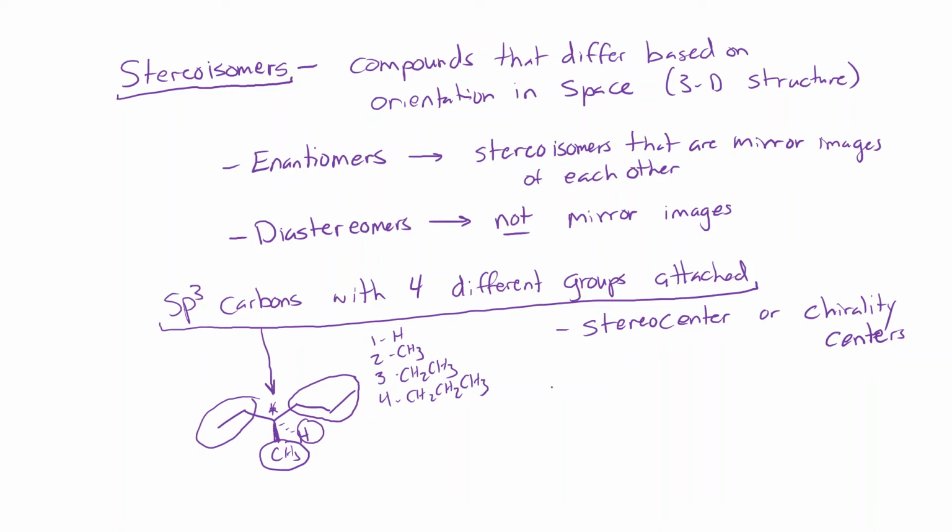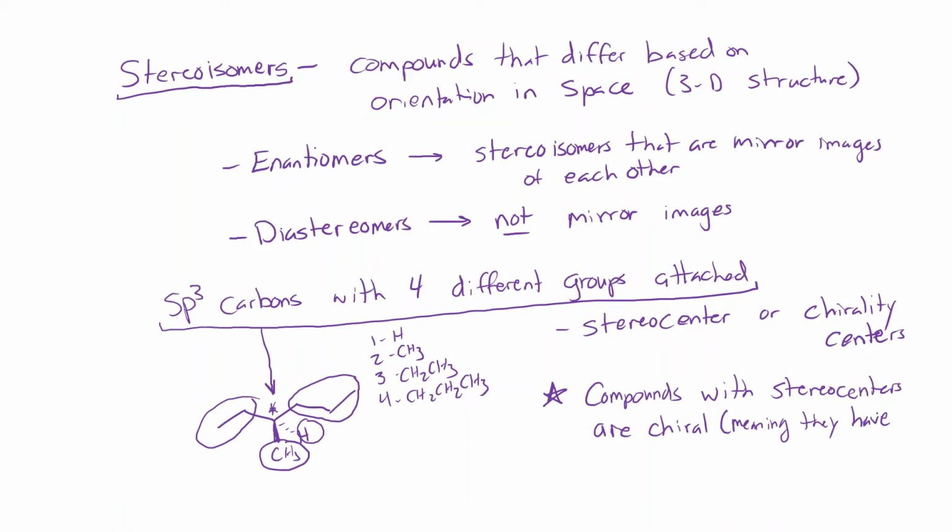Why is this important? The big important rule of stereoisomers is that any compounds with stereocenters are chiral, which is why they're sometimes called chirality centers. And all that chiral means is they have a mirror image.